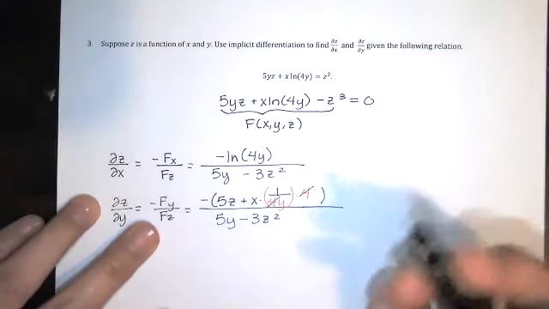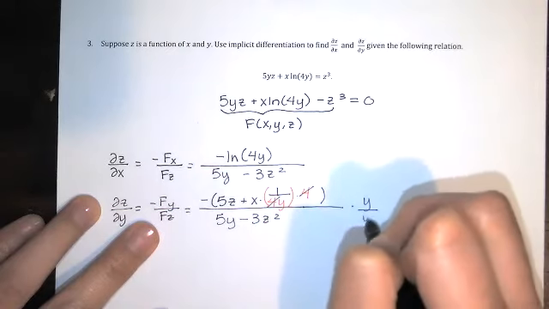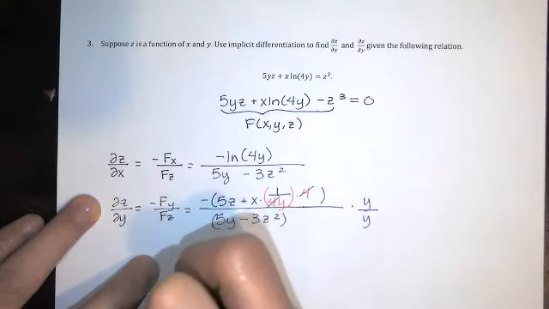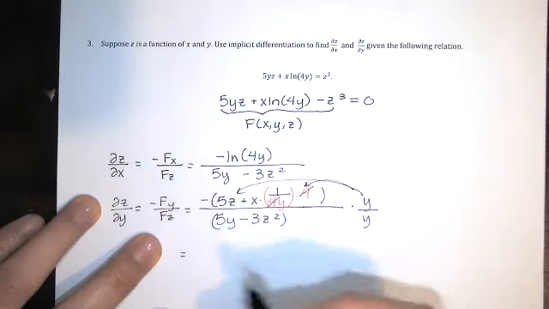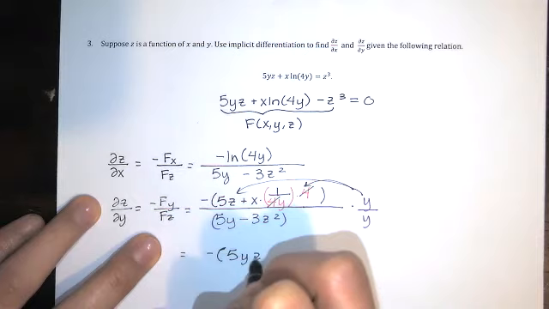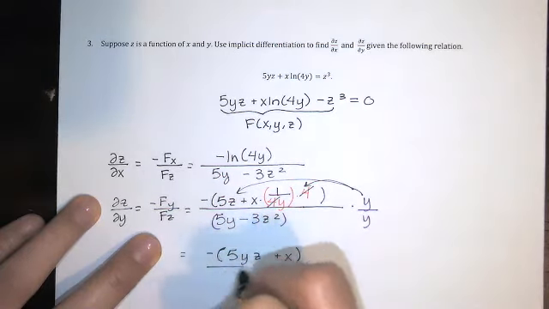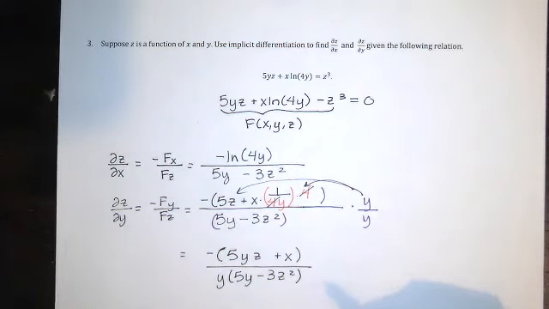Probably want to clean it up. I don't like to have those complex fractions. So we'll multiply everything by y over y. And then we'll distribute that y through to both terms up here. And we'll get negative 5yz, and the y's reduce there, plus x, all divided by y times 5y minus 3 times z squared.